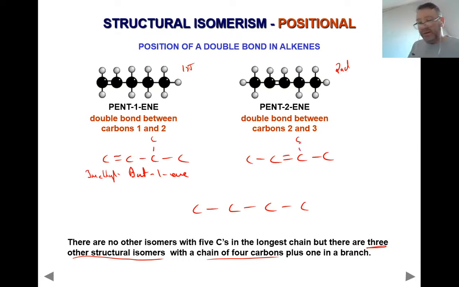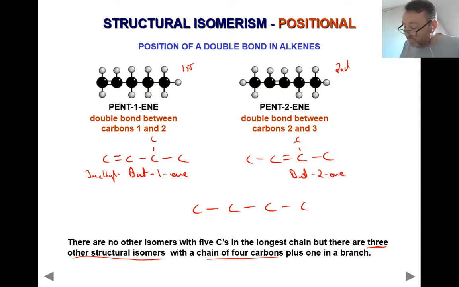Okay. If I was to take that double bond here between carbon 2 and 3 and leave the methyl group there, now what do I get? Well, counting this way, 1, 2, 3, 4. Counting this way, 1, 2, 3, 4. So this time I get but-2-ene. So straight away we have a new name.